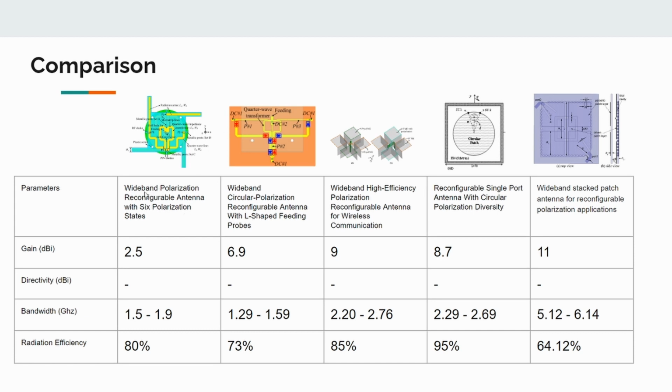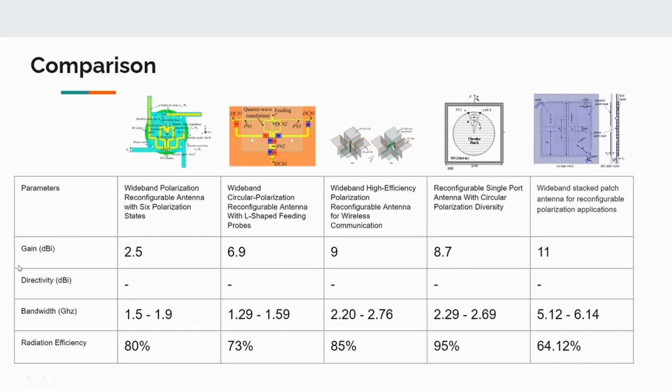The first is the wideband polarization reconfigurable antenna with strict polarization states. Then the wideband circular polarization antenna with L-shaped feeding probe, the wideband high efficiency polarization reconfigurable antenna for wireless communication, the reconfigurable single port antenna with circular polarization diversity, and the wideband stack patch antenna for reconfigurable polarization application. The gain for the first is 2.5 dB, the second is 6.9, 9 dB for the high efficiency, 8.7 here, and 11 dB.